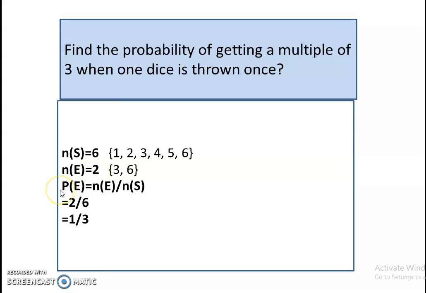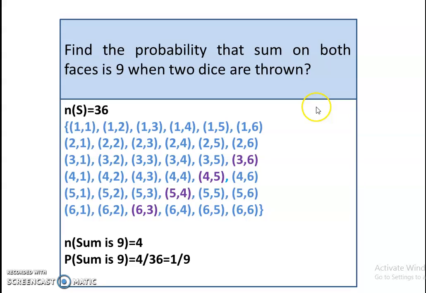Now probability of getting a multiple of 3 will be 2 upon 6, and that is 1 upon 3. So in this way we can calculate probability of getting a multiple of 3, right? Next question we have is: find the probability that sum on both faces is 9 when 2 dice are thrown.